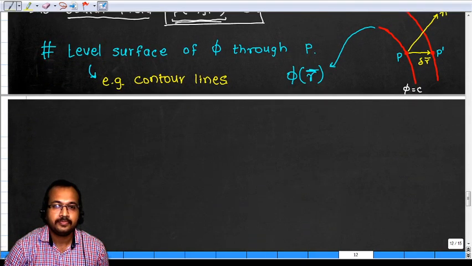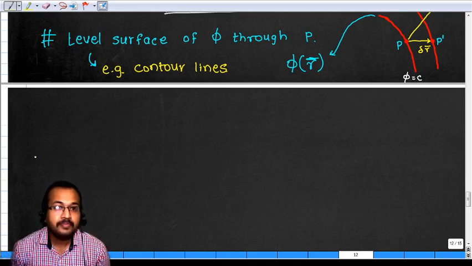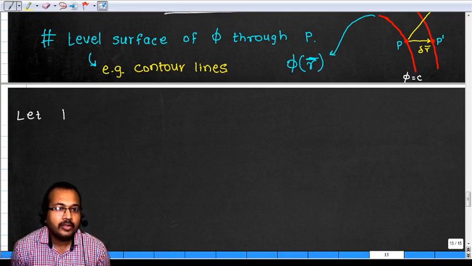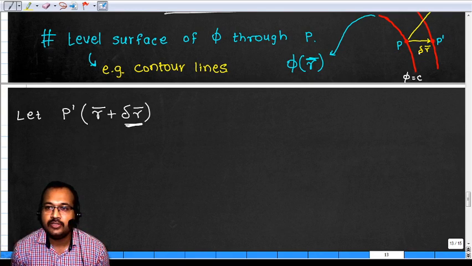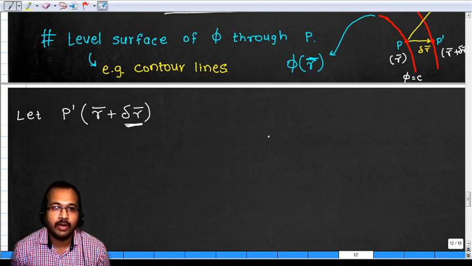Then if we consider, let P dash be the point such that it is obtained by making a small change in the position of the points, meaning we have shifted this. So if this is your position vector r bar, then the position of P dash or P prime will be r bar plus delta r bar.